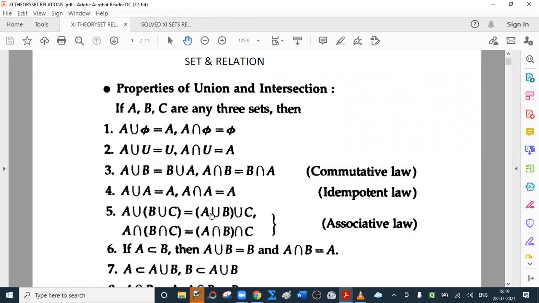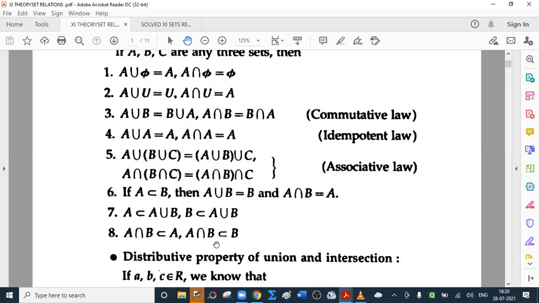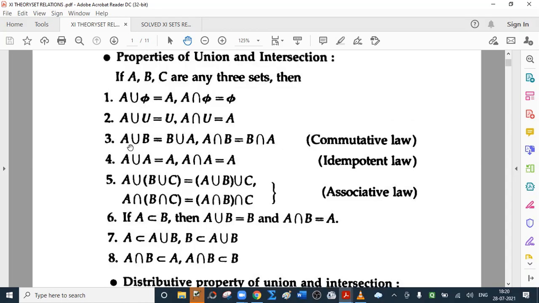I'm sorry. This is important, but not that important. In the sense I was talking about, yes, this distributive property. This is one of the most important properties. Nevertheless, A union B union C is what? A union B union C. And A intersection B intersection C is what? A intersection B intersection C. This is called as associative law.